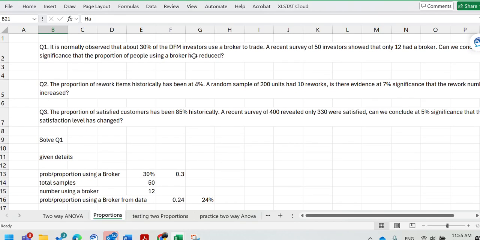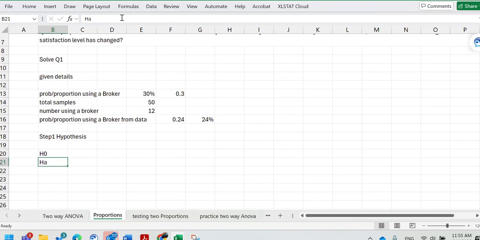The question says, has it reduced? Reduced, what is it? It is down or up? Down, less, right? So reduce means less. So I go to HA and say pi, that proportion pi is less than, which one? 30. Is less than 30. Okay. So the value is 30. I enter, so I get pi is less than 30.